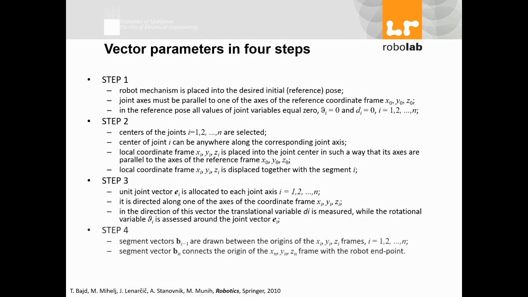Okay. Step 4, segment vectors B, means those fixed distances, gaps, links, material, metal, whatever you have between these joints, are drawn between the origin of these X, Y, and Z frames for all segments of your robot. Segment vector Bn connects the origin of the frame with the robot point. Actually, that's what you have when you have these joints connected together.